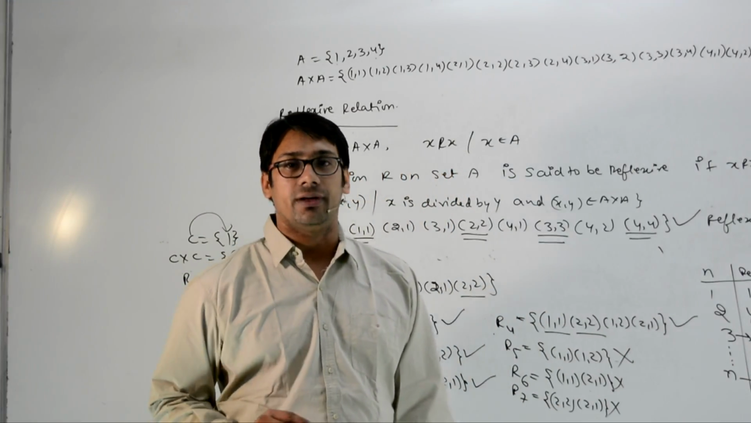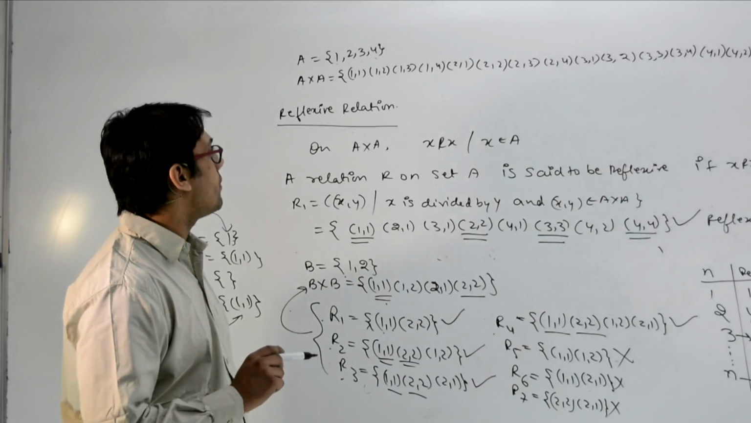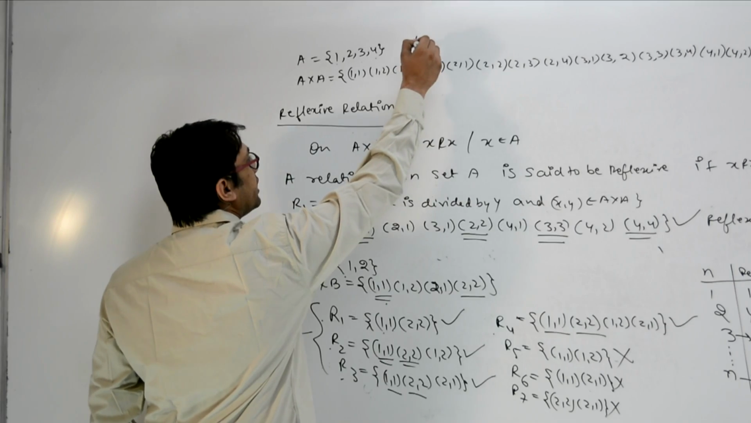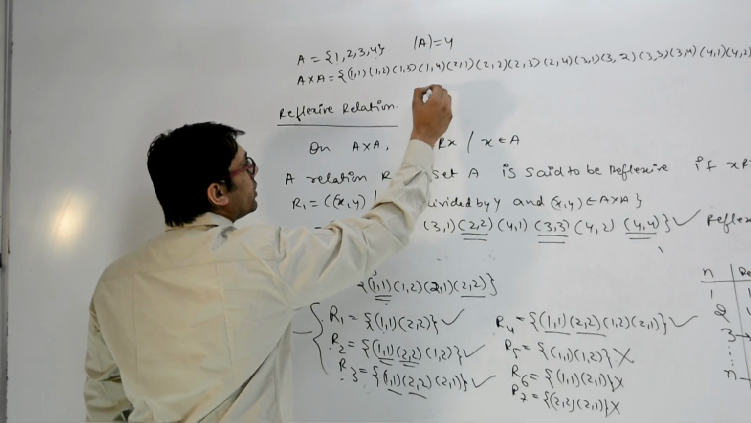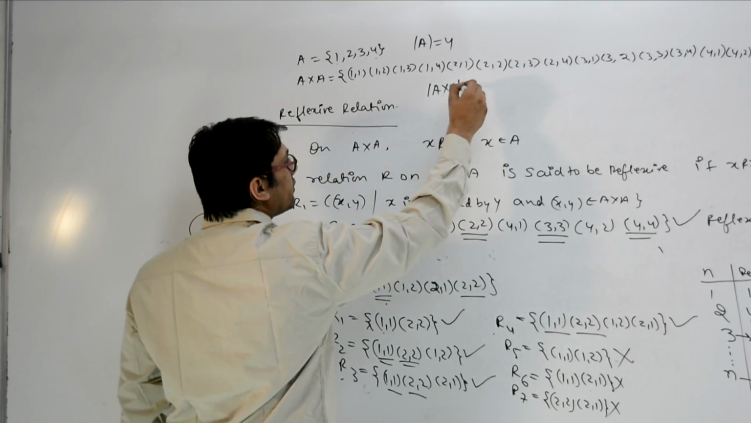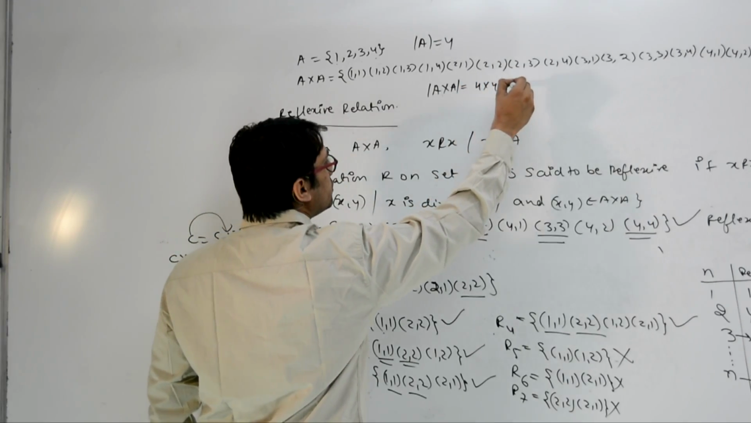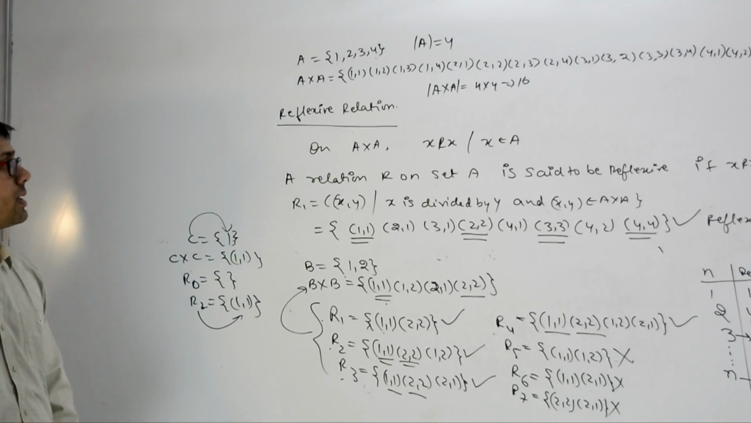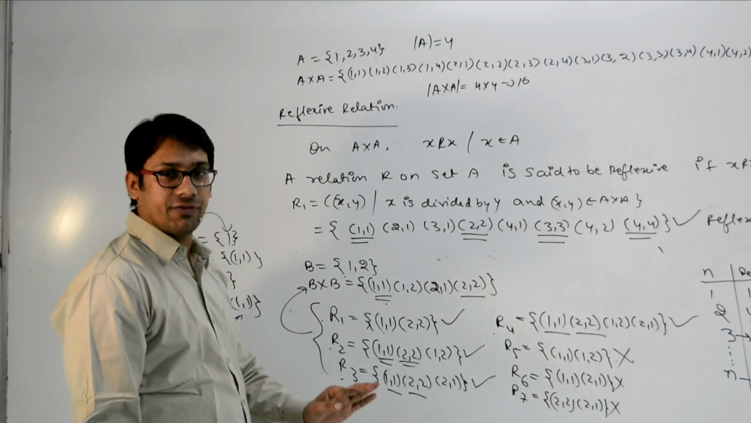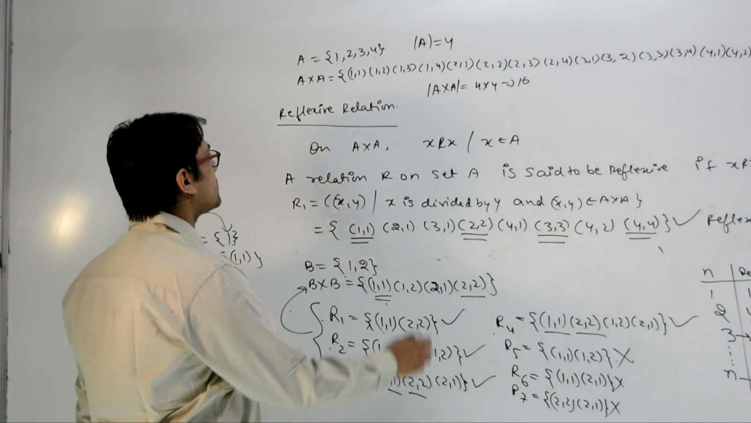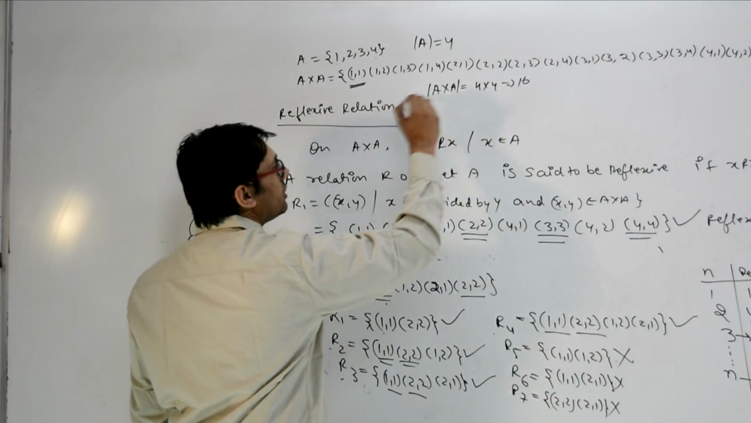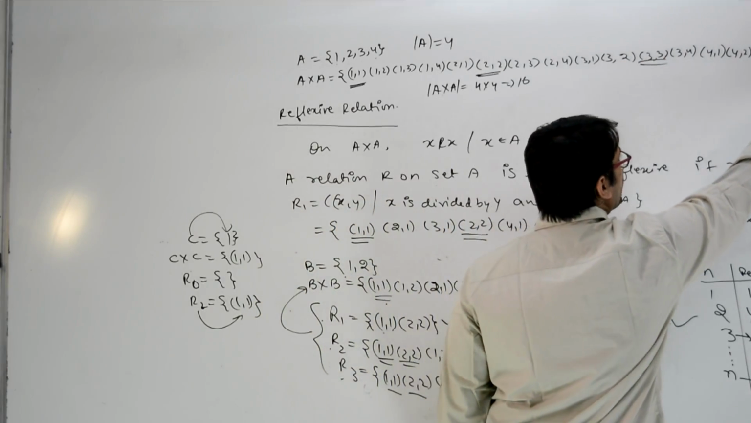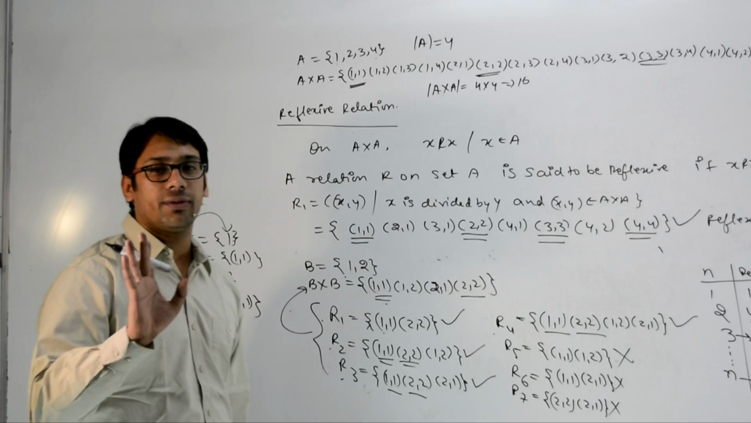Now to understand this, first understand this way. If the cardinality of the set A is 4, then what is the cardinality of the set A cross A? It will be 4 cross 4, which is equal to 16. Now for a relation to be reflexive, this 1 comma 1 should be there, this 2 comma 2 should be there, this 3 comma 3 should be there, this 4 comma 4 should be there. These elements should be there.